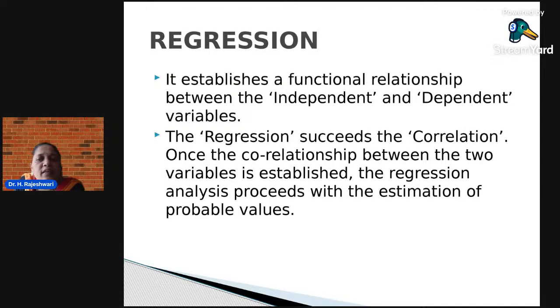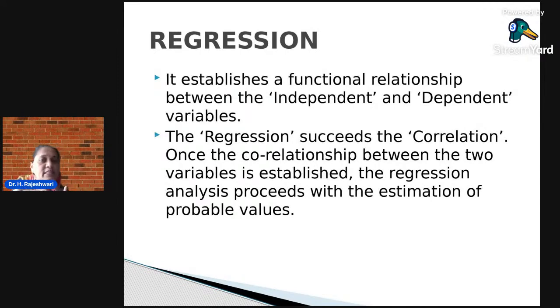Okay. Next, we will see regression. Regression is another technique that is usually used in statistics. It also establishes the functional relationship between the independent and the dependent variable. In the examination, they may ask you to differentiate between correlation and regression. So one common question you can expect is, differentiate between correlation and regression. In both cases, they establish a relationship between the independent and the dependent variable.